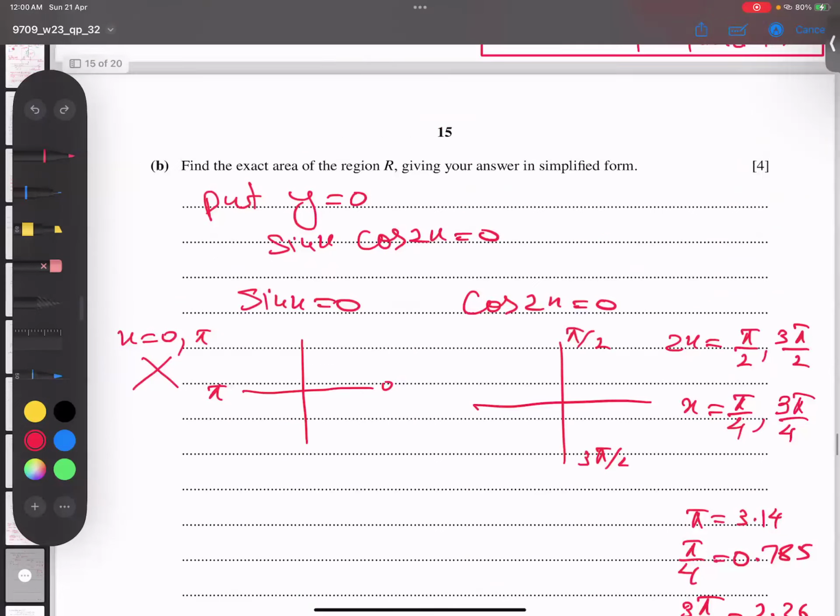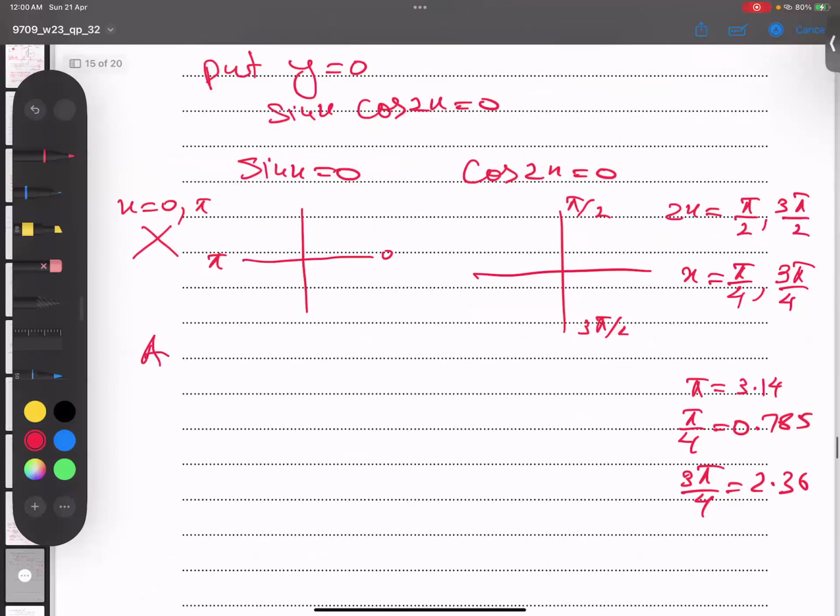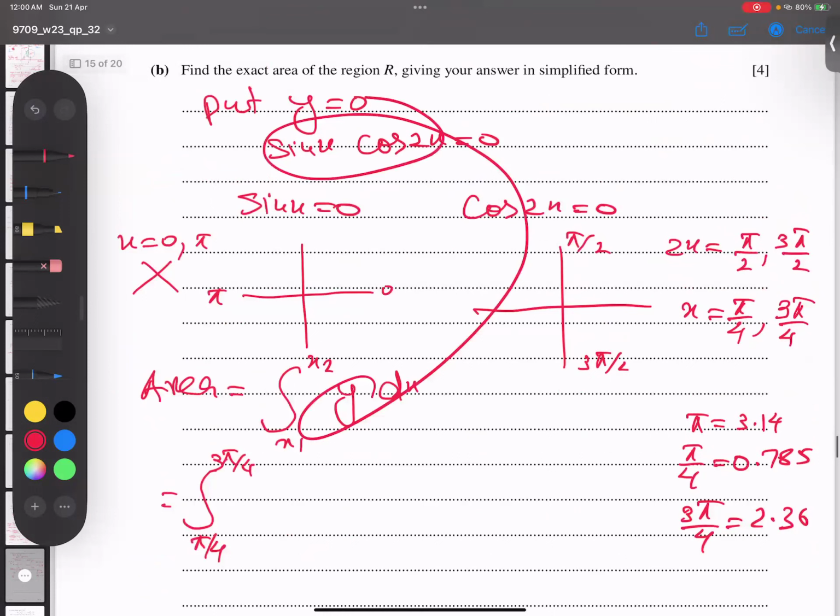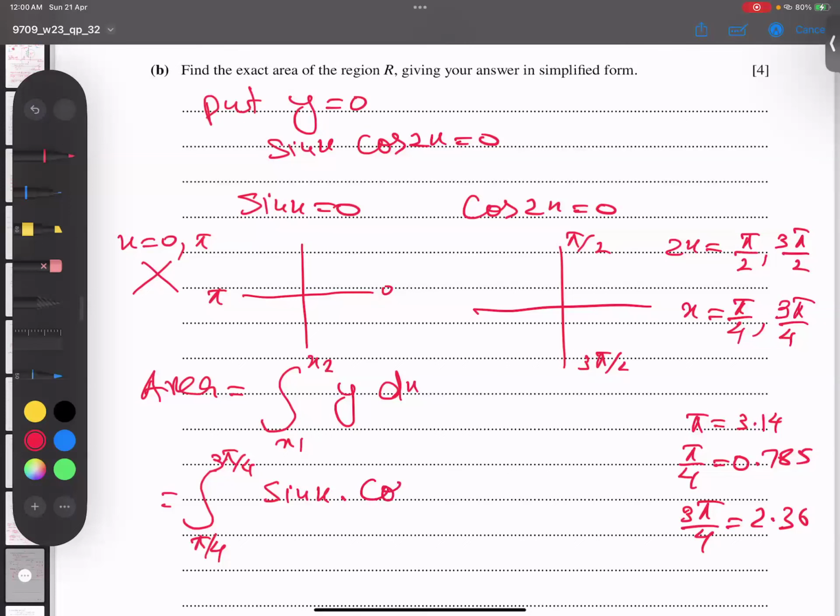So what is the target area? What is the basic formula, students? Area, you know it very well. Down x1, up x2, y dx. And x1 is very clear. I will use pi by 4 as the lower limit and 3 pi by 4 as the upper limit. And this y is the same, you know it very well: sine x into cos double x.